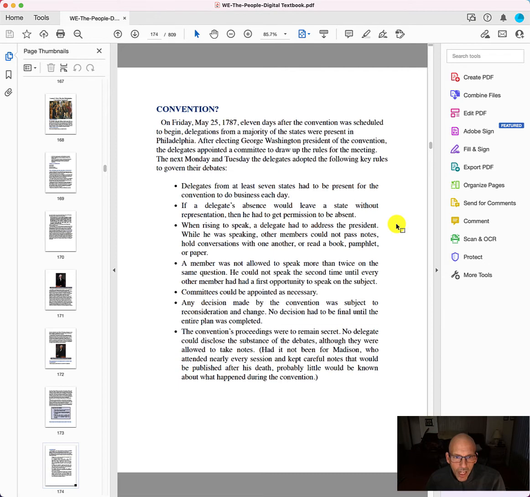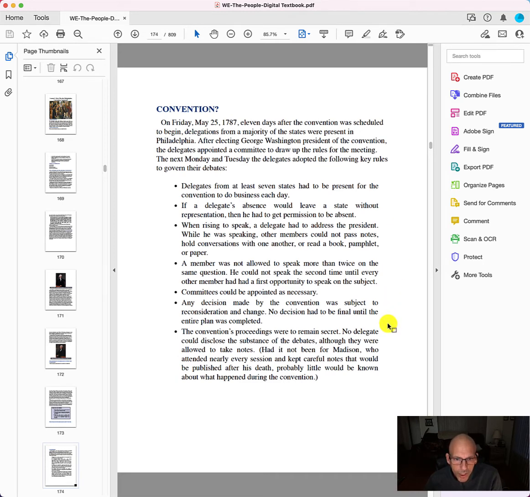A member was not allowed to speak more than twice on the same question. He could not speak the second time until every other member had had a first opportunity to speak on the subject. Committees could be appointed as necessary. Any decision made by the convention was subject to reconsideration and change. No decision had to be final until the entire plan was completed.